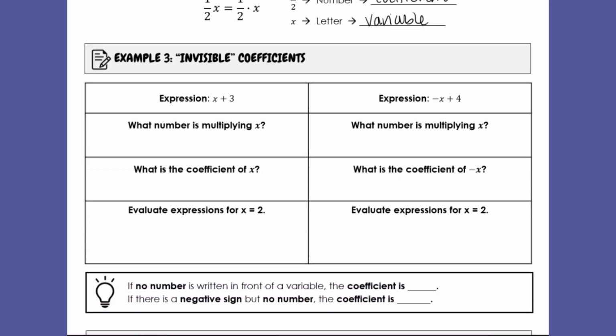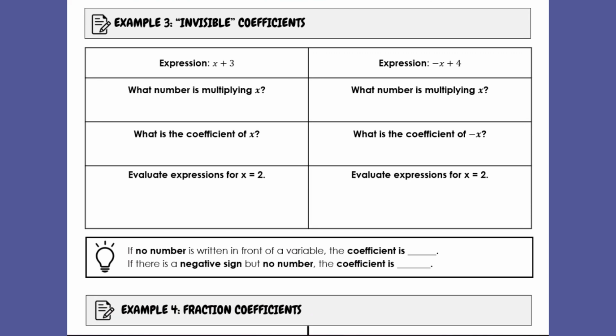So let's look at our third example here about invisible coefficients. So we'll start with the left side. It says an expression, x plus 3. What number do you think is multiplying x? Now, a lot of students like to say, oh, there's nothing there. There is something there. It wouldn't be 0 because if 0 was in front of x, that would mean 0 times x, meaning no matter what x is, this whole term would be 0. And so we wouldn't even put the x there. So it's not 0, it's not nothing.